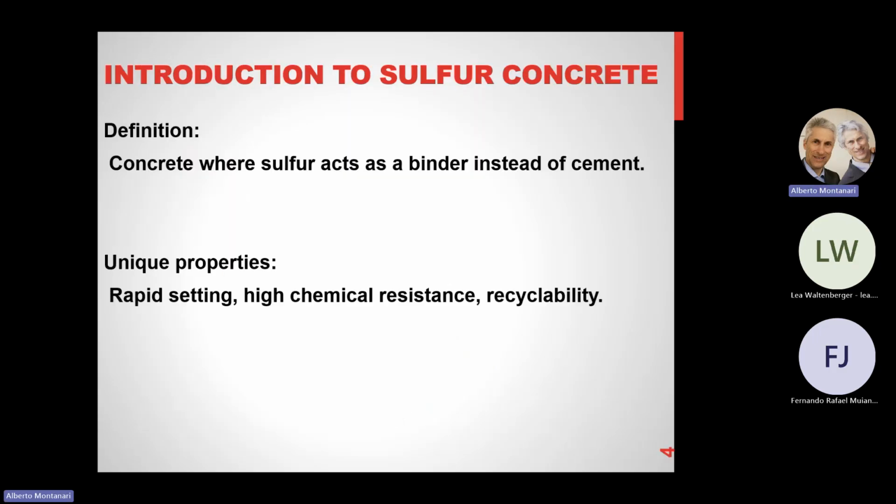But now, why sulfur concrete? Sulfur concrete is a concrete where sulfur acts as a binder instead of cement. The unique properties are rapid setting, high chemical resistance, and recyclability.